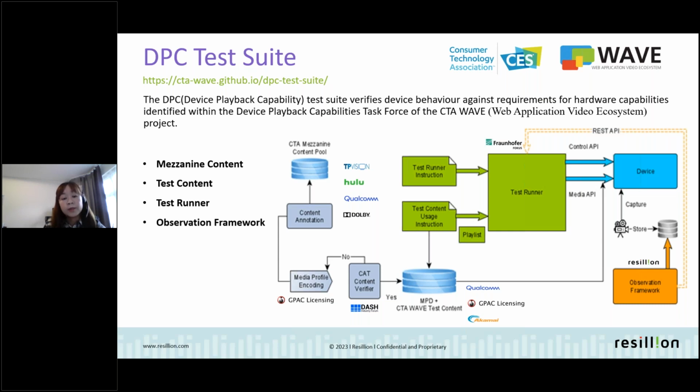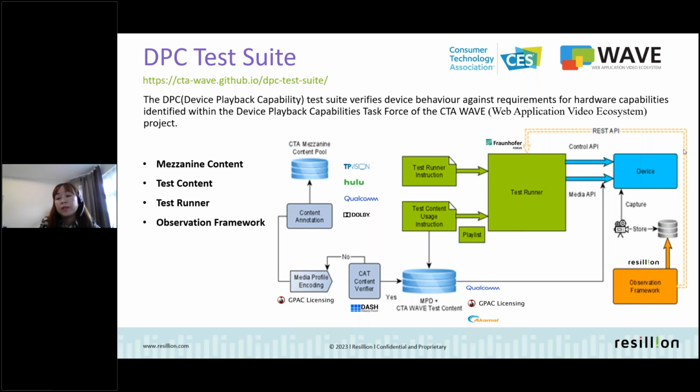These capability requirements for video and audio playback include: every sample is rendered, and samples are rendered in increasing presentation time order. The startup delay should be sufficiently low. The playback duration matches the duration of the CMAF track, and so on. The test suite consists of four main parts: the mezzanine contents, test contents, test runner, and observation framework.